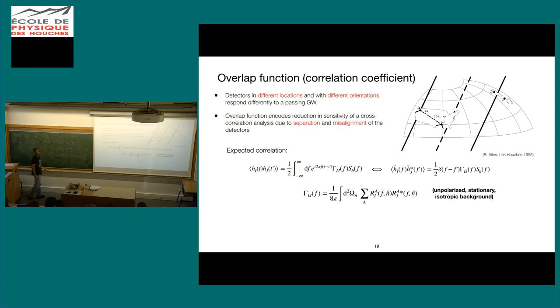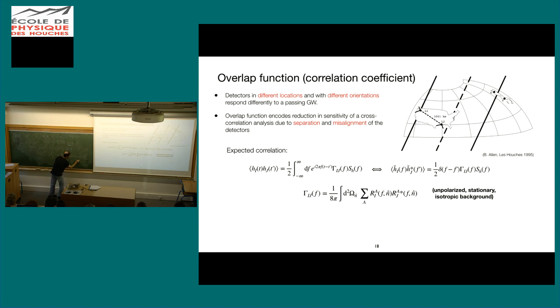Does everybody see that? All I'm doing is taking this expression for h, which gives you the response of detector I to a gravitational wave described by this response function here. I'm doing the same for detector J, and I'm just writing out that expected value. The only thing that is random here are the Fourier coefficients.